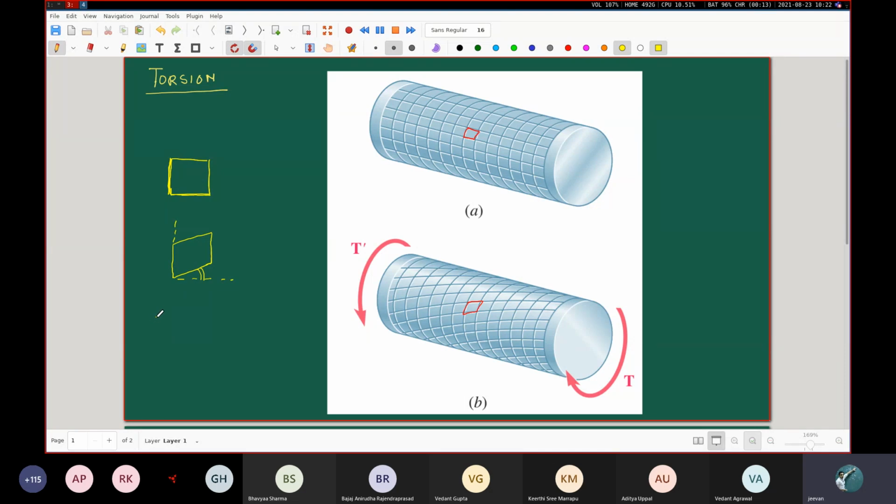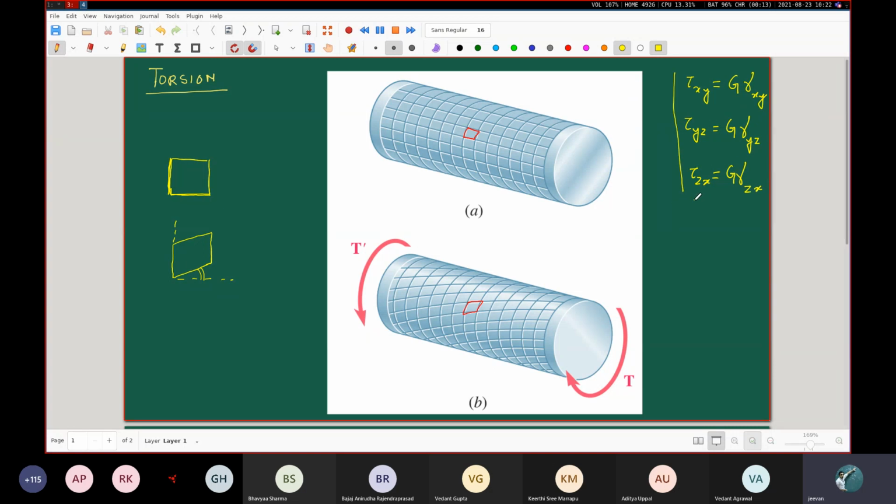So back in our first year, treat this as the rough column. I'm treating this as the rough column. So we had relations like this. Tau xy is equal to G gamma xy. Was it not? Then we had tau yz is equal to G gamma yz. And then we had tau zx or xz is equal to G gamma zx. These were the three relations.